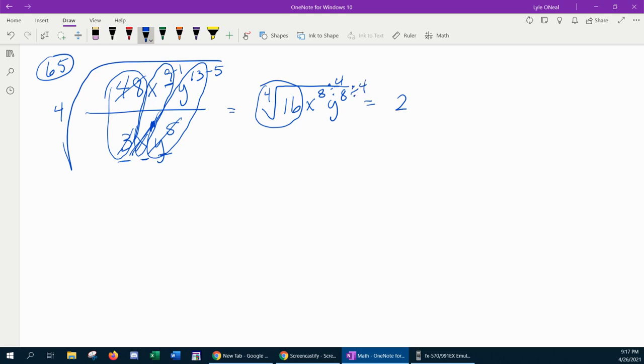And those divide evenly. So that means I'm going to have a remainder of 0, which means I'm going to have no variables left under the radical. So 8 divided by 4 is 2. I'm going to have an x squared, y squared, and that is simplified completely.